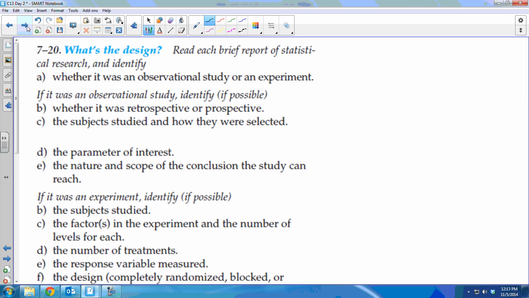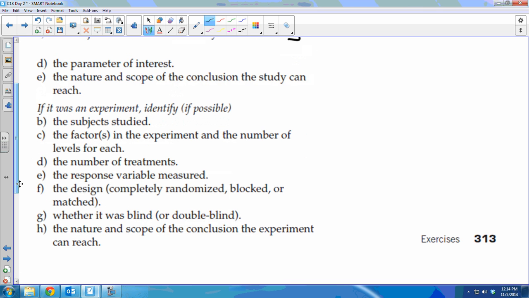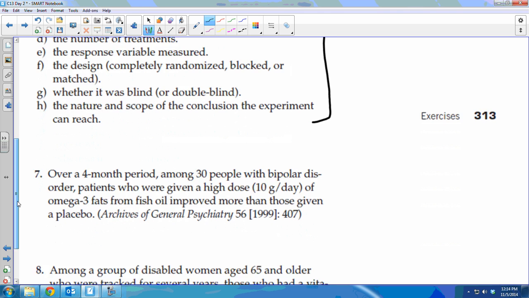All right. I'm going to do 2 examples, and I'm going to give you the assignment. So number 7 through 20 says, read each brief report of statistical research and identify, A, if it was an observational study or an experiment, and it tells you what to do if it's an observational study, and it tells you what to do if it's an experiment. Okay? You wouldn't have to answer all these incomplete sentences because it's labeling it all out in separate sections for you. So number 7.